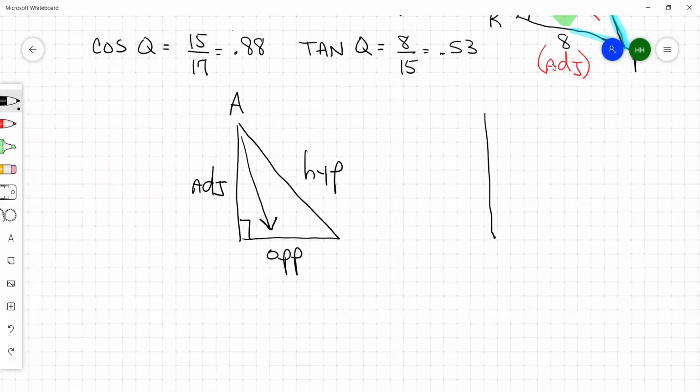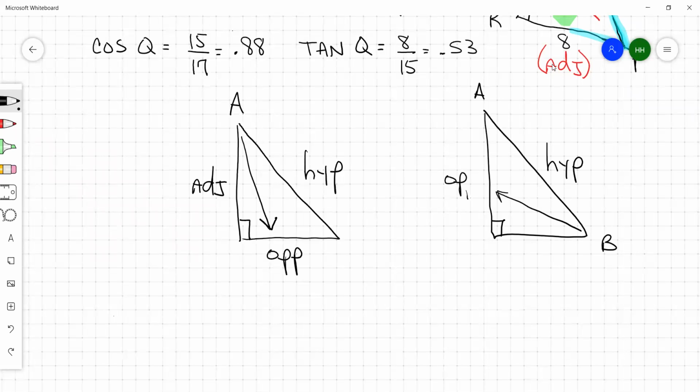If this was the same triangle, and this was angle A, and this was angle B, this would be the hypotenuse. It's still the hypotenuse, right? But now, this side would be opposite of angle B, and this side would be adjacent to angle B. So it's all going to depend on if they're asking for sine, cosine, or tangent of angle B, or sine, cosine, or tangent of angle A.